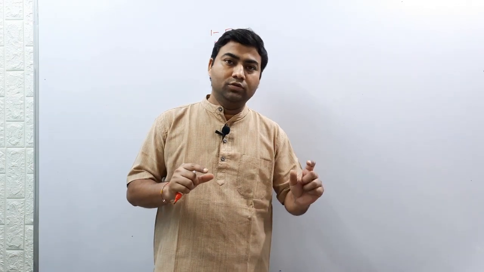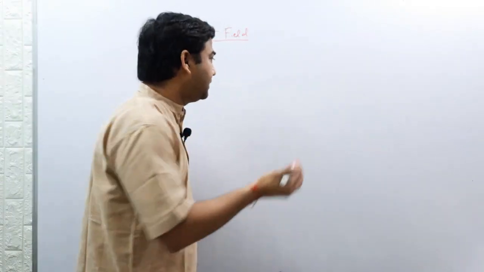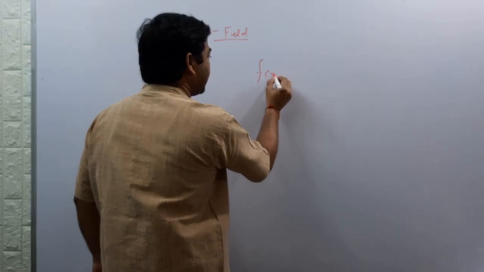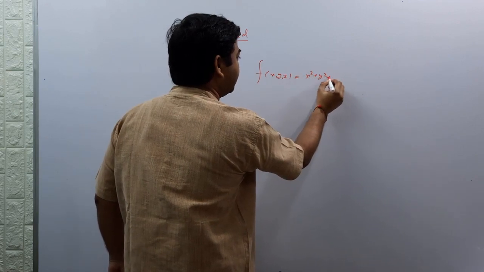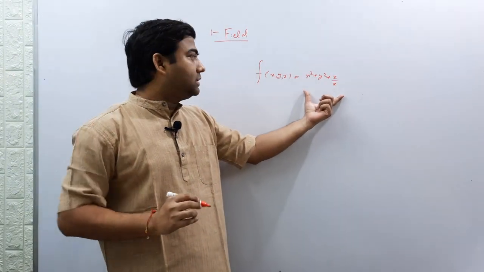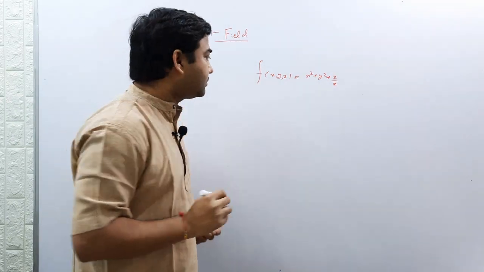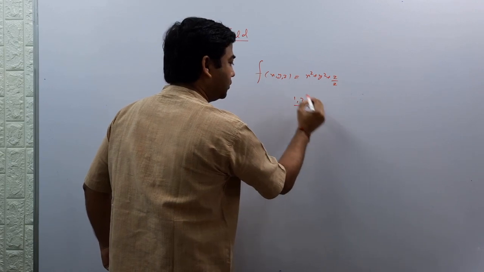A scalar field is given by a function, which we have discussed in terms of x, y, z. At point x, y, z, you can put the values of the point in the function and find the scalar value of the function. That is called a scalar field. For example, let f(x, y, z) equal x squared plus y squared plus z by 2. This is a simple function in three-dimensional space. At any point, let's say (1, 2, 4).